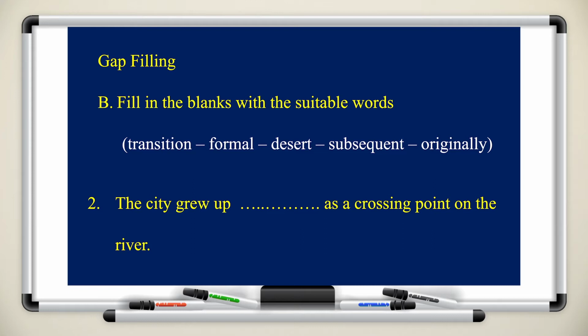Question number 2. The city grew up blank as a crossing point on the river. Before that, there was no city. So in the beginning, the new thing. So originally as a crossing point. The city grew up originally as a crossing point on the river. So that's the original passage for the river, and we made a city out of it.